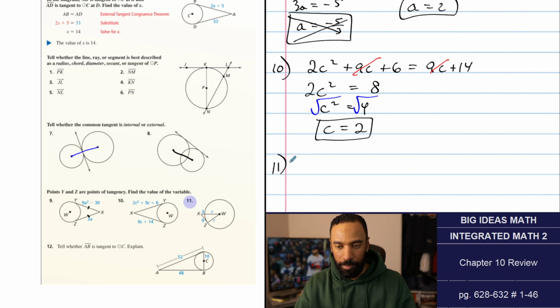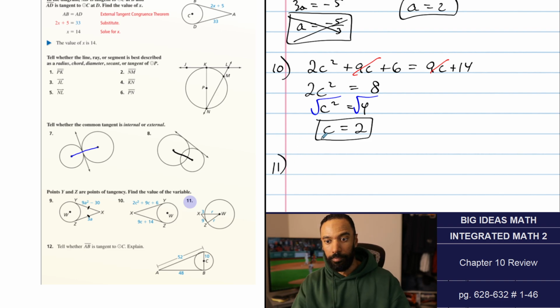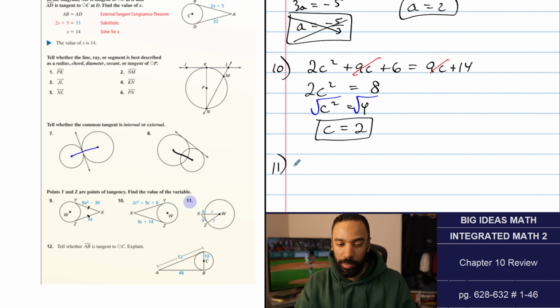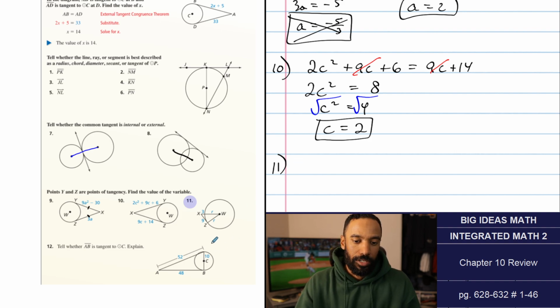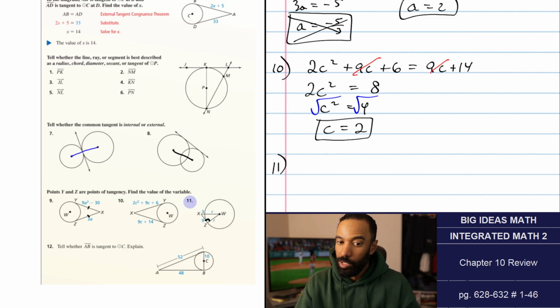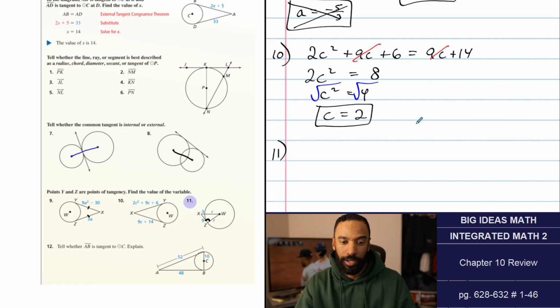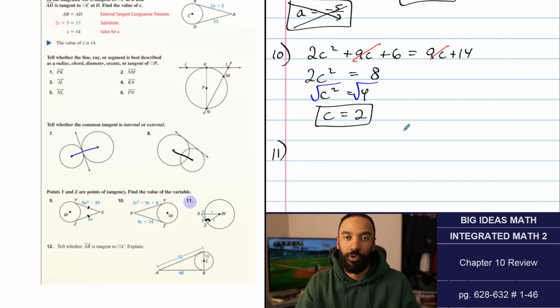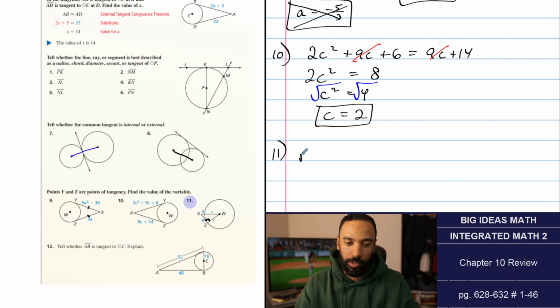Now, there is a theorem that states when a radius intersects at the point of tangency with another segment, it makes a right angle here. So we actually have a right triangle in this WZX, or whichever way you want to say it. They want you to solve for r in this case, and in right triangle form, we can solve using the Pythagorean theorem. So we can do an a squared plus b squared equals c squared setup.